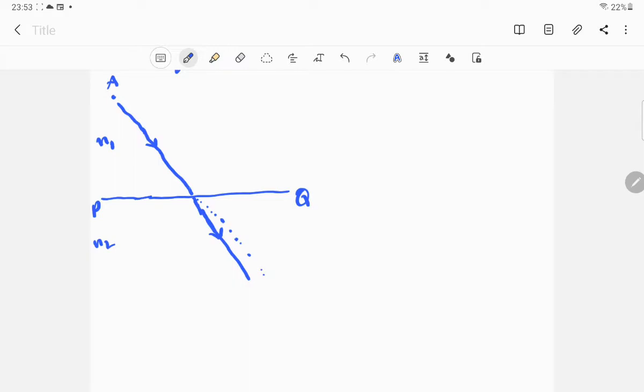Let me draw a normal here, the normal at the point of incidence. The ray of light is coming like this. This dotted line is actually not followed, so I will remove it. So this is the thing we have now. What we will consider, say this angle is equal to theta 1, and this angle is equal to theta 2.